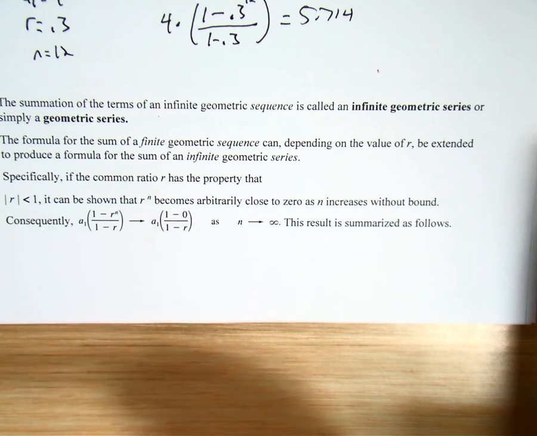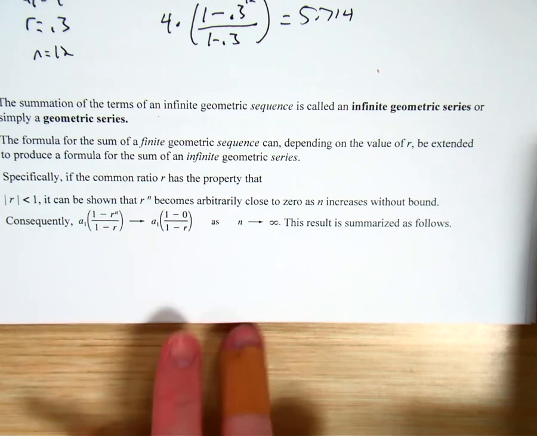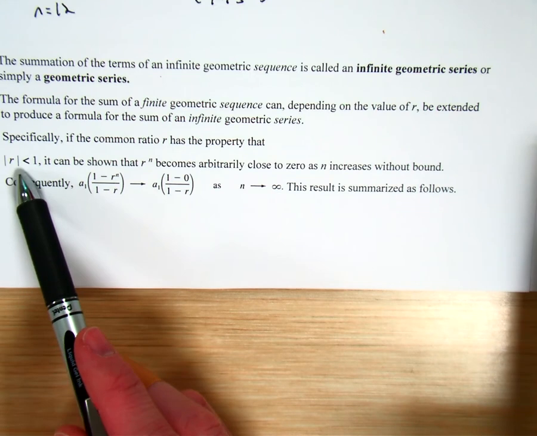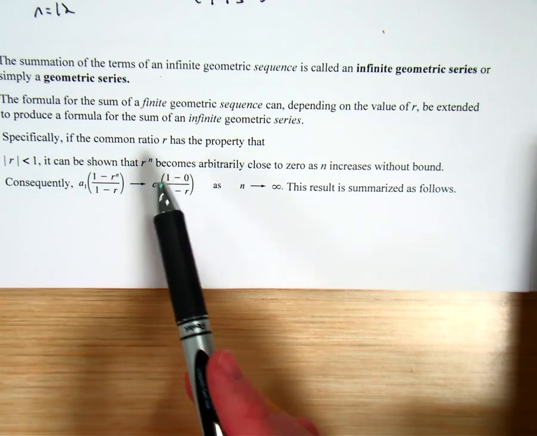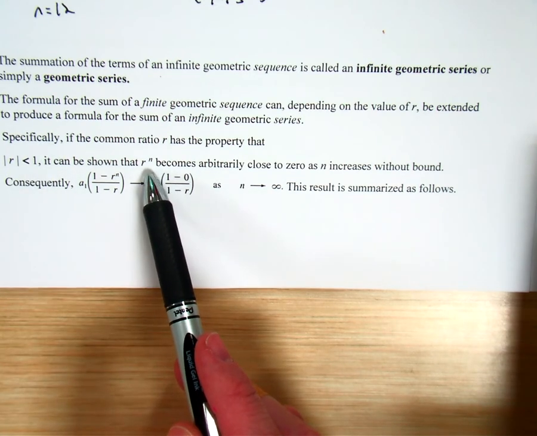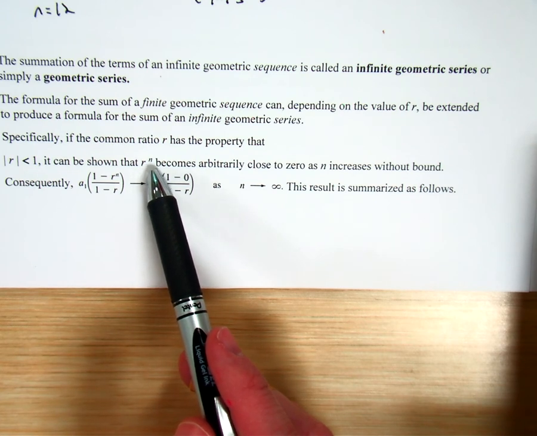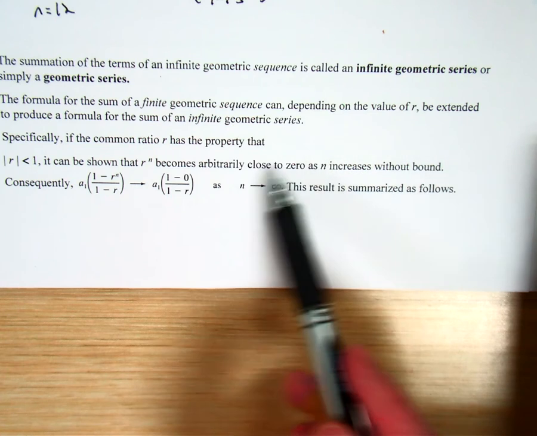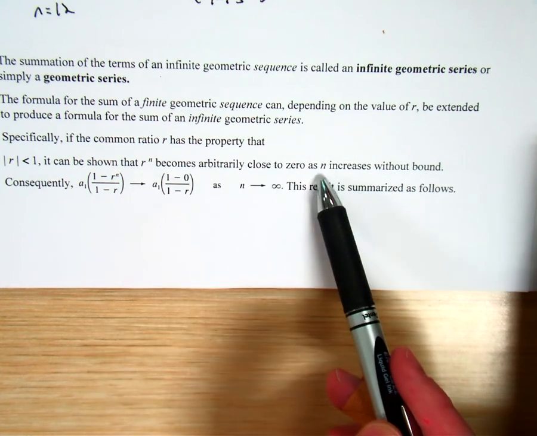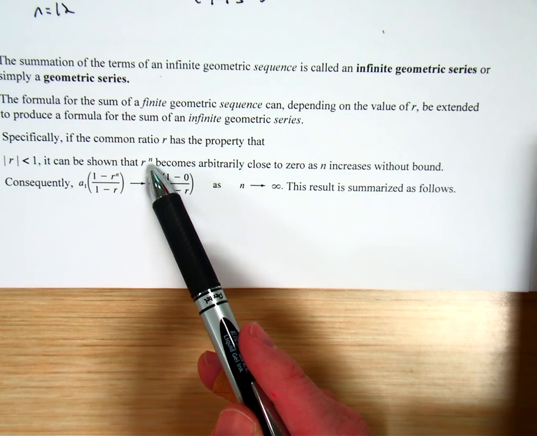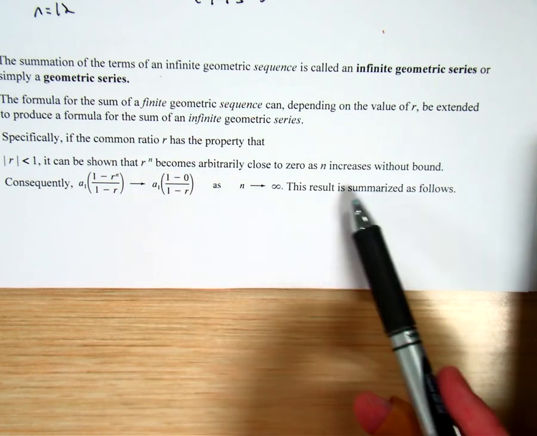Okay, so if the absolute value of r is less than 1, the easiest one to think of is probably 0.5, a half, right? If you keep taking half to the exponents, that half keeps getting smaller and smaller and smaller. Half of a half of a half of a half. Okay, 0.5, 0.25, 0.125, it just keeps getting smaller until basically it becomes 0. Right? As n becomes really, really large, half to the 10,000th power is basically going to be 0.